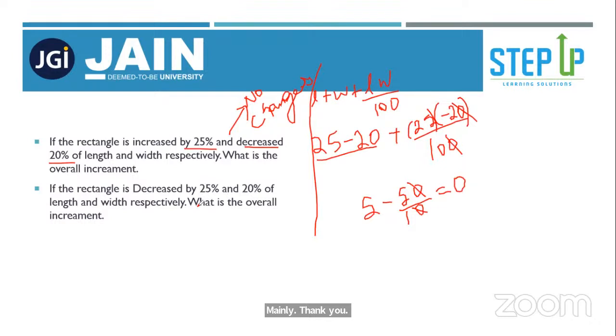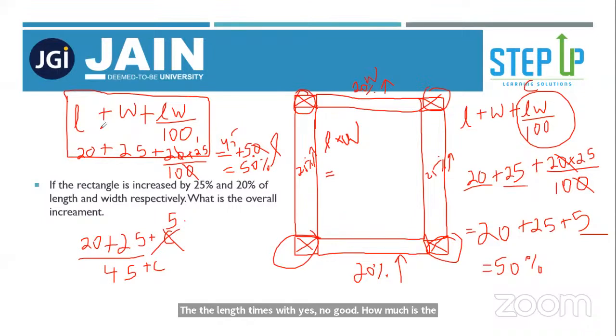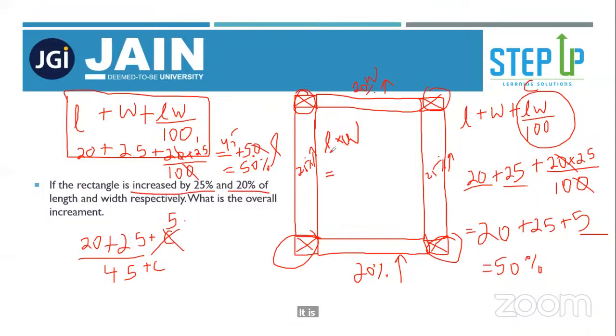Okay, now I'm coming back to the previous question, the same thing we have done. Can anyone tell me the formula for the area of a rectangle? I'll make it Ibrahim, no worries. Your length times width. Yes. Good. Now, how much is the length of the rectangle given? It is increased by 25, width increased by 20. How much is the length alone in percentage?